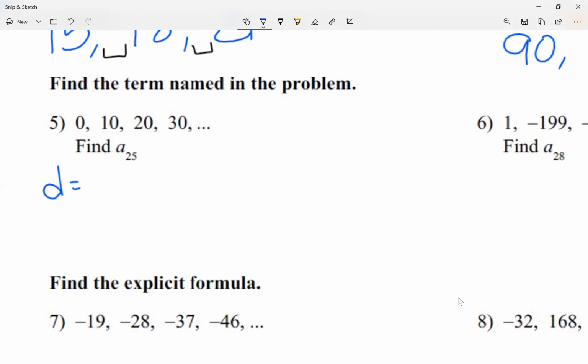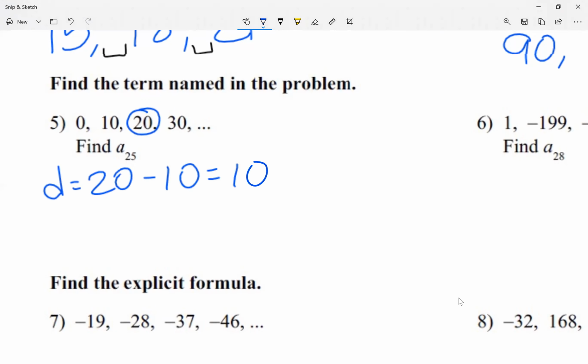And remember, for the difference, I always choose a number and subtract the previous number. So I'm going to choose 20 minus the previous number. 20 minus 10 is 10. So our difference is 10. The long way, like I said, there's a long way we can do this. I see the first 4 numbers on the list. Find out which one's the 5th, 6th, 7th, all the way to the 25th. That's the long way, right? It's going to be way too many numbers to list.